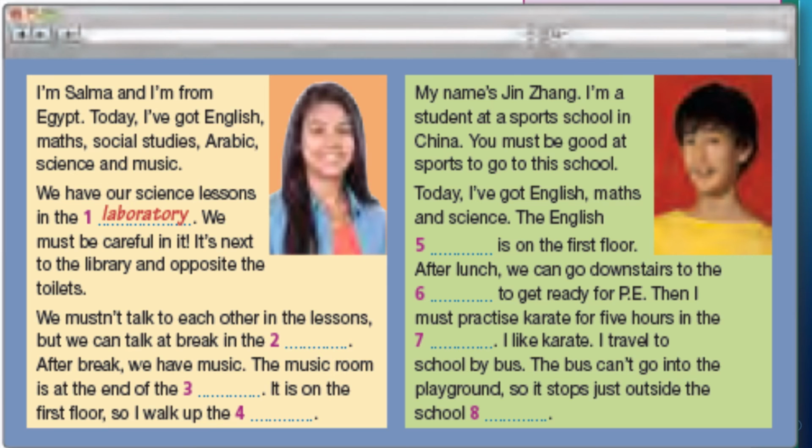What is number 2? Of course, we can talk in the playground. Very good. After break, we have music. The music room is at the end of the corridor. Very good. It is on the first floor. So I walk up the stairs. You know the meaning of stairs? Right. Very good. Now let's move to Hang.